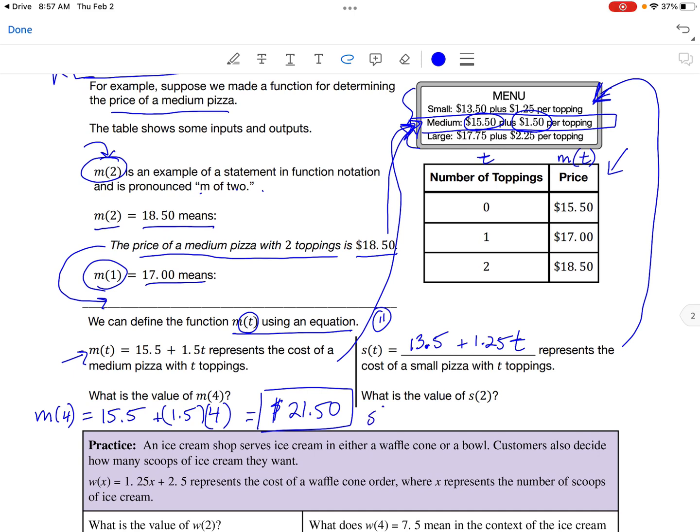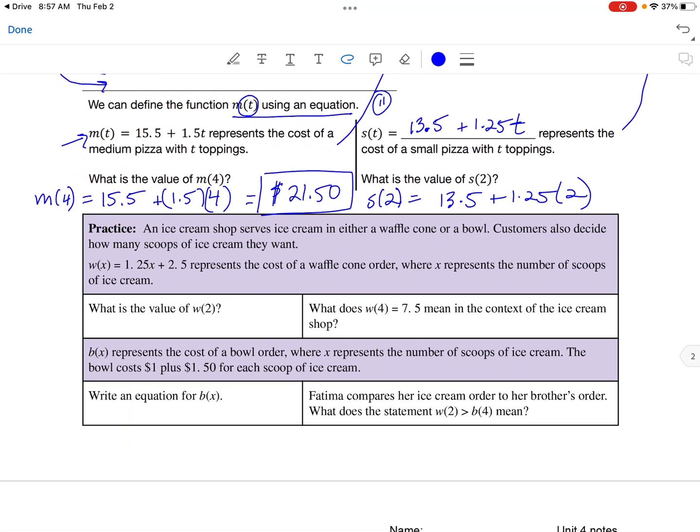And now we can evaluate s of 2, meaning the price with 2 toppings. All right, so you go ahead and evaluate that. The last part is some practice.